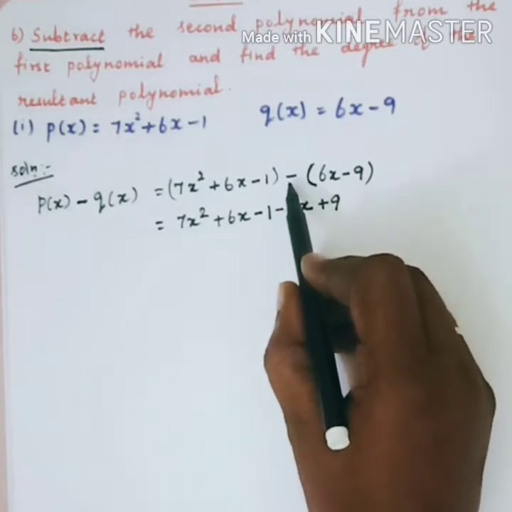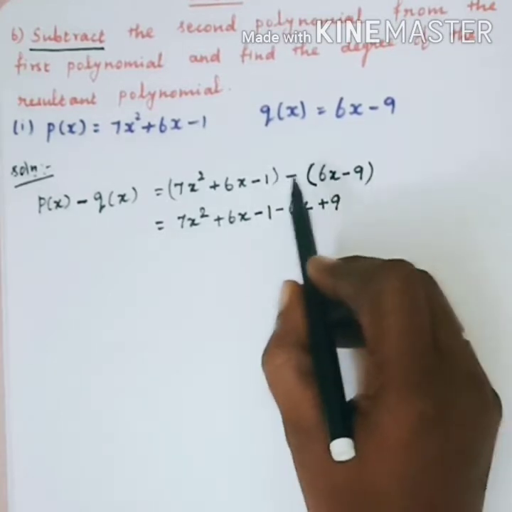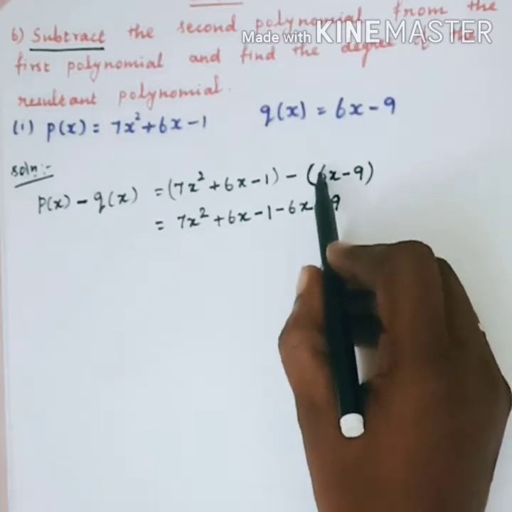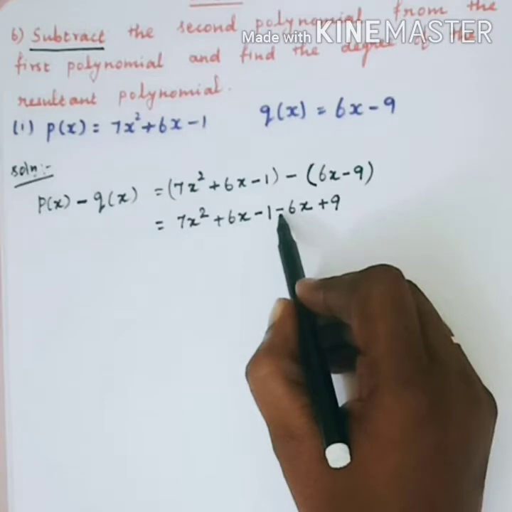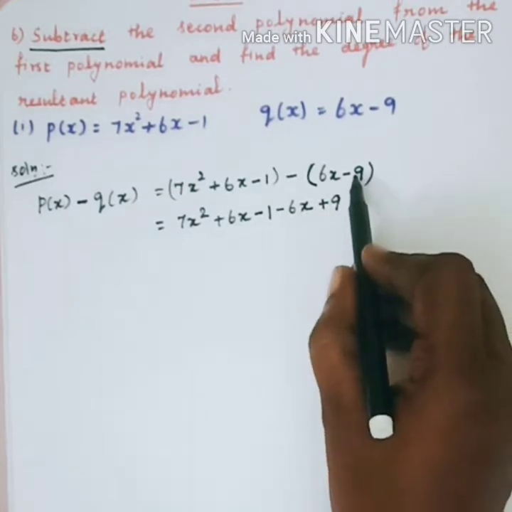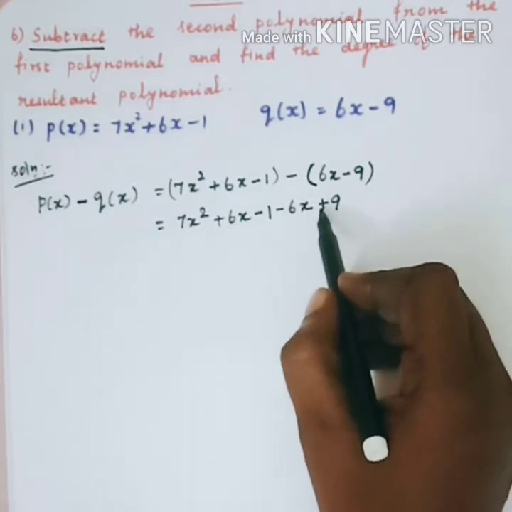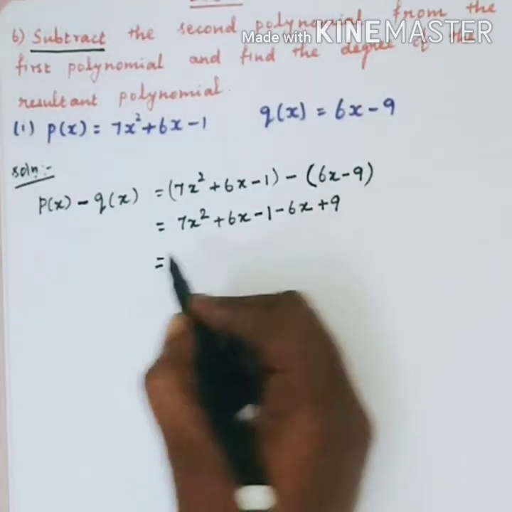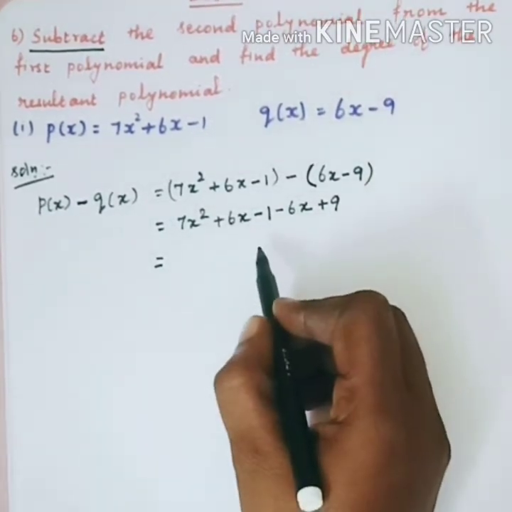So when we are subtracting the two polynomials, you have to change the signs of the second expression. It is plus 6x, so you have to put minus 6x. Here we have minus 9, so we have to put plus 9. Okay, now combining the like terms.